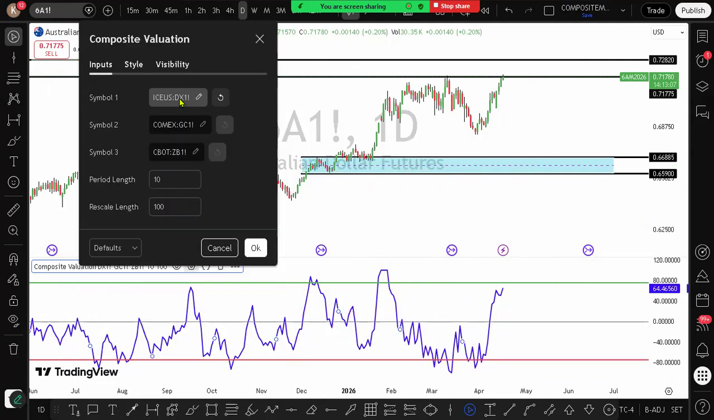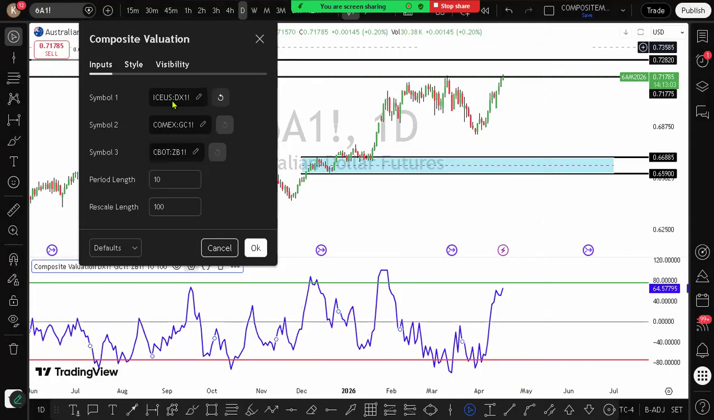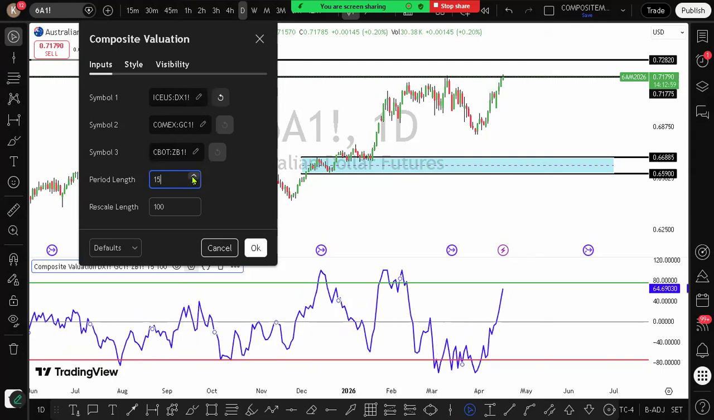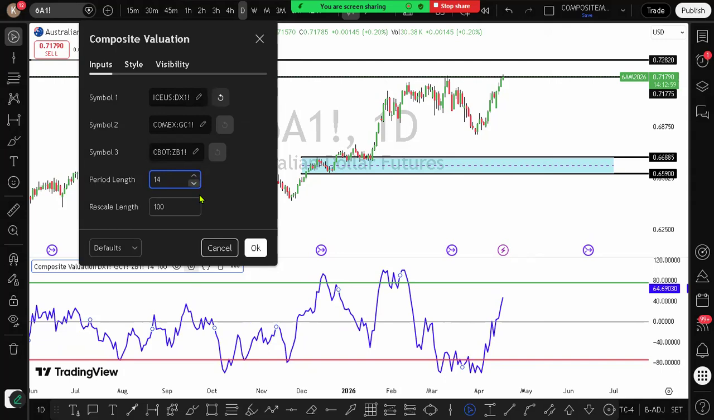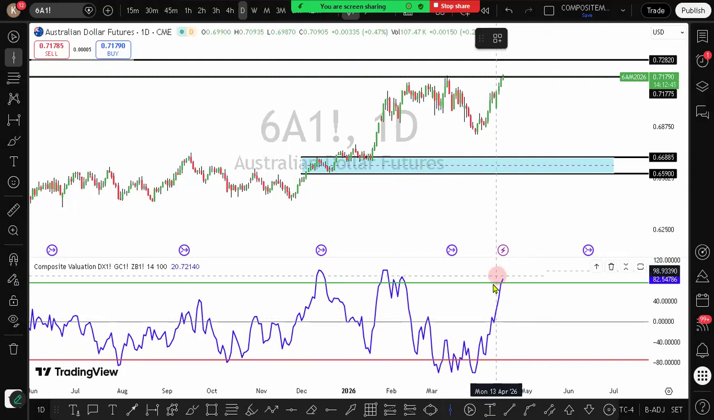You look at this, just DXY, which is on the chart already. So here we have the dollar, and we can look at 10 days. I can even go a little bit higher and check 15 days. So here I'm looking at the last 14 days. And you can see if we get more overvalued, what does it mean?